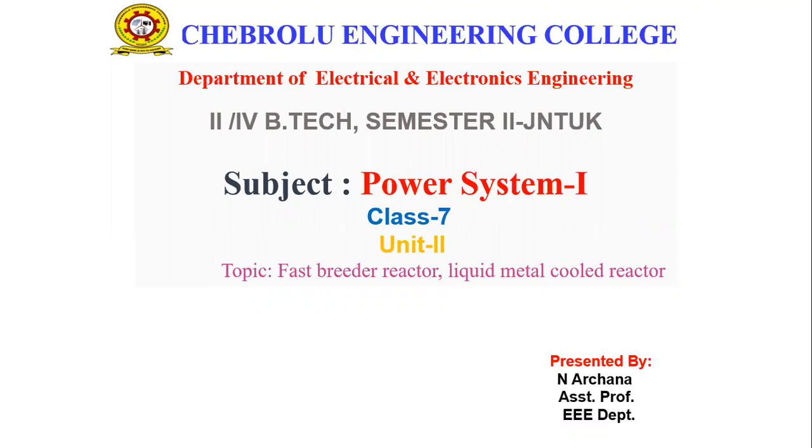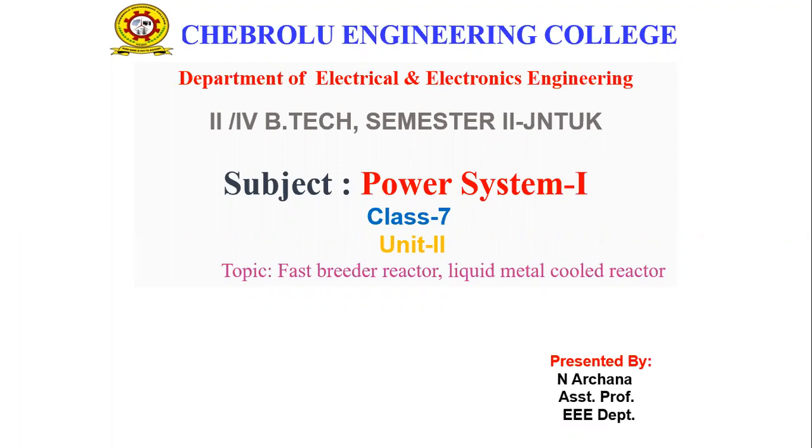We have various types of nuclear reactors. Among them, the first three are very important types of reactors in a nuclear power plant, that is the BWR, FBR and PWR. These are the basic types of reactors.